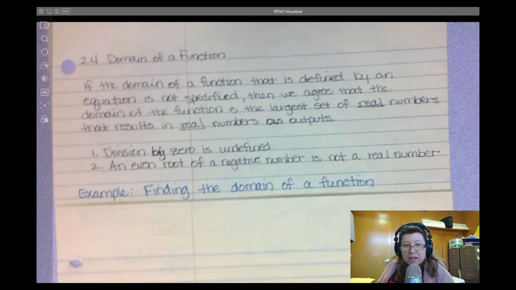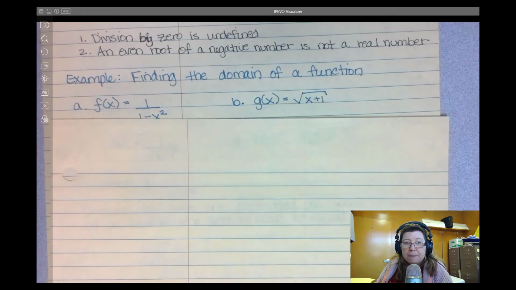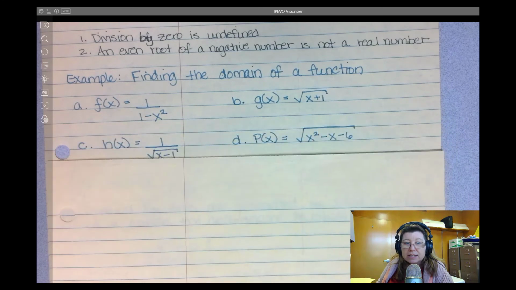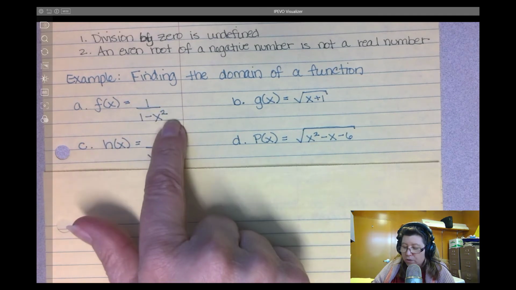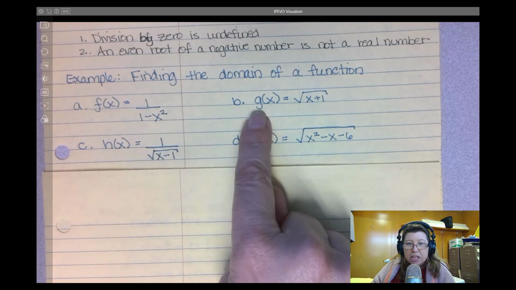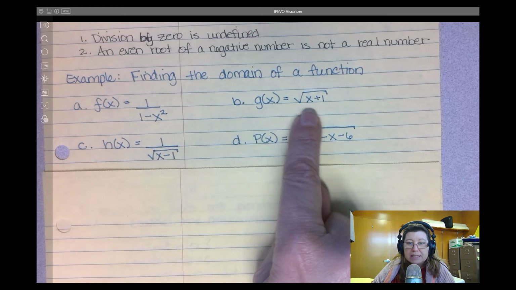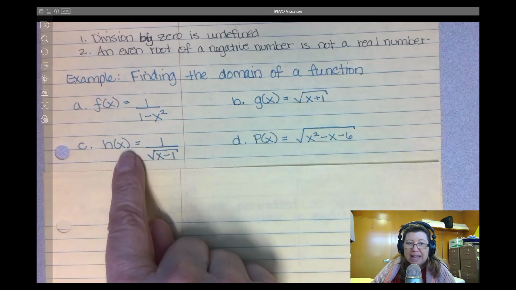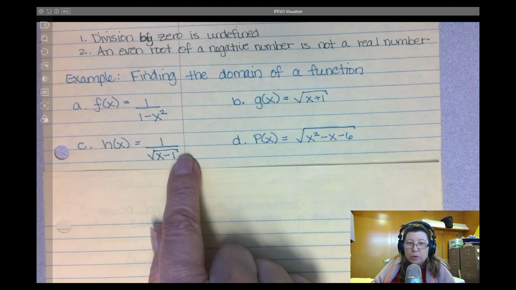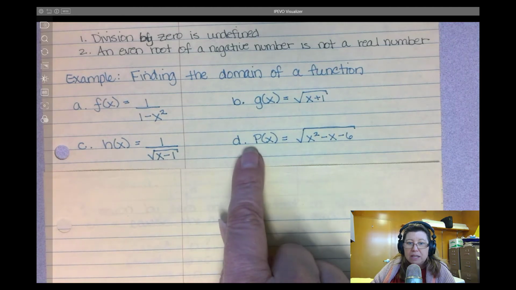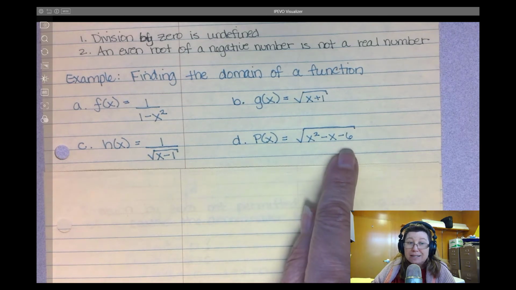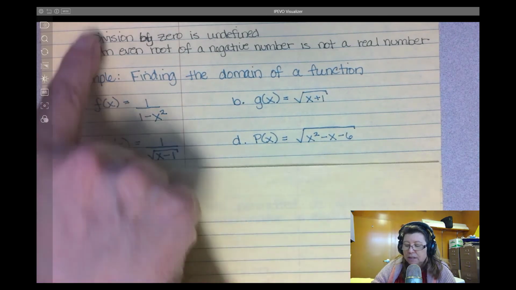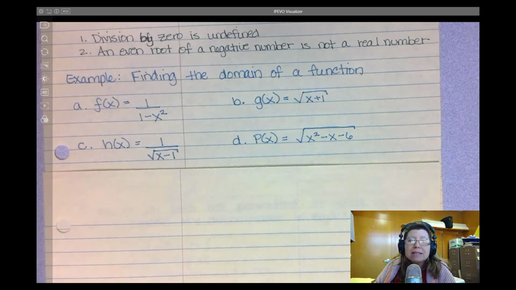Let's find the domain of a function. We've got a couple of functions that we're going to take a peek at. f of x equals 1 over 1 minus x squared. g of x equals the square root of x plus 1. h of x equals 1 over the square root of x minus 1. And p of x equals the square root of x squared minus x minus 6. And we want to look at these rules and see what's the possibility of our function breaking down.